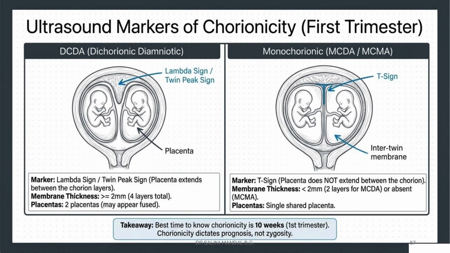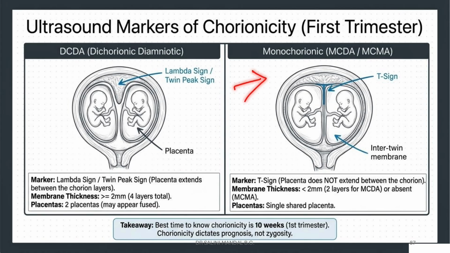So how are we going to find out? We are going to find out through ultrasonographic markers. In the first trimester, in case of a dichorionic diamniotic, we are going to get a lambda sign. Here you can see thickening, a twin peak sign. The placenta extends between the chorionic layers. The thickness is going to be more than 2 millimeter, because there are going to be 4 layers over here. 2 placentas may appear fused. That is why lambda sign or the twin peak sign.